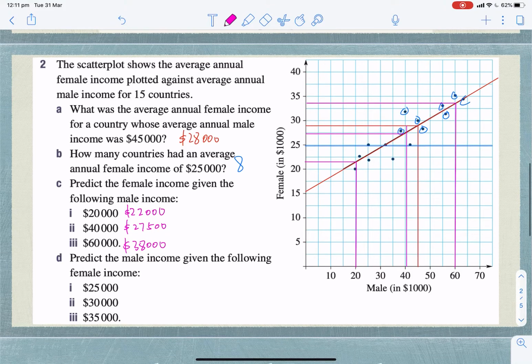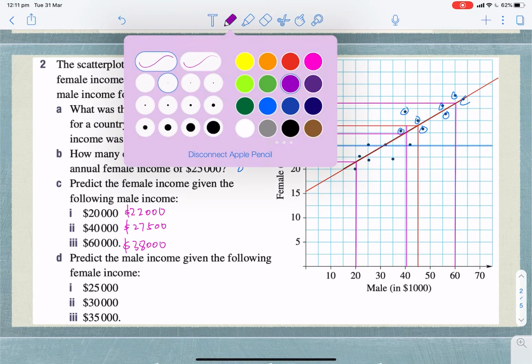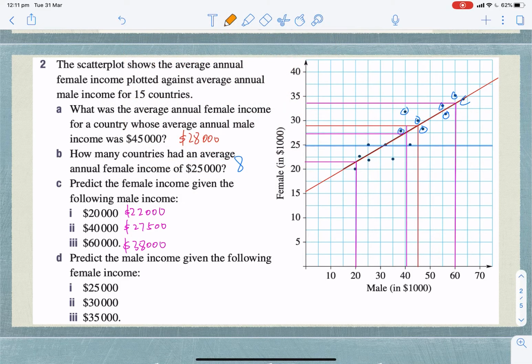Okay, so predict the male income using a female. So we need to use the one on the left hand side. So let's do orange. So 25 here, 25 in the line. Looks like here, 31. So 31,000. 30 here, where it looks like 49,000, and then 35 here, go up across. Oh, that one looks like 65.